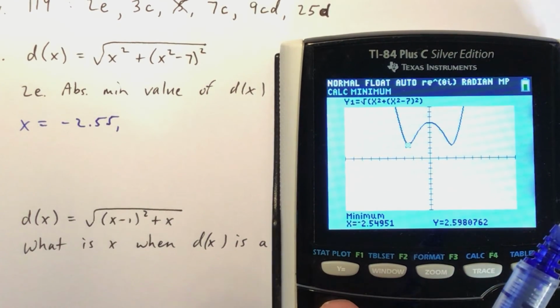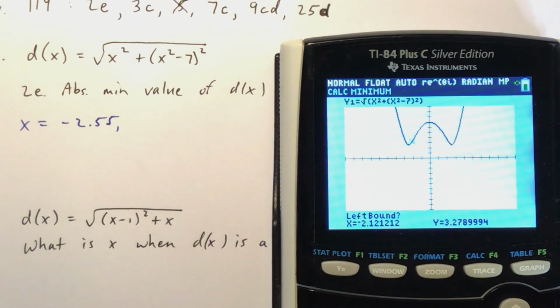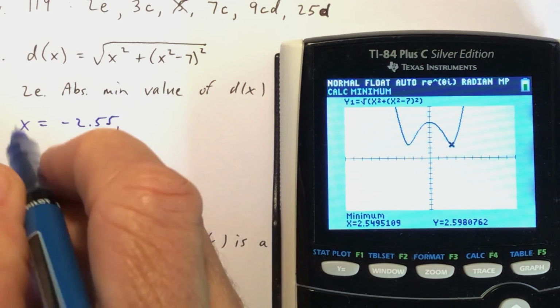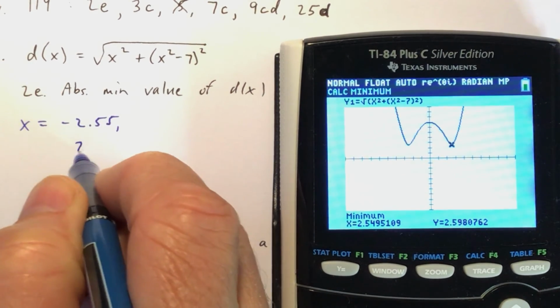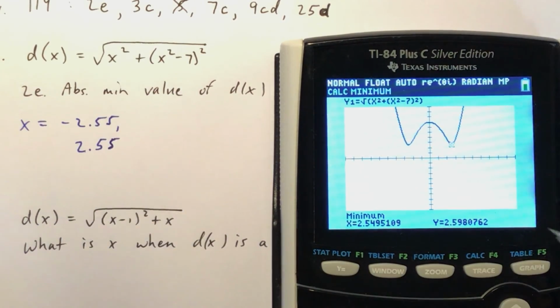And then if you want to repeat that same thing for the minimum value on the right-hand side, you again calculate minimum. You can move the cursor over here anywhere, and then when asked for a right bound, you want to move the cursor to the right of that minimum. You can see in Desmos it's a lot less work. You just click on the point and you'll get x equals 2.55 also. You can round to the nearest 2 digits after the decimal, and we still get that same minimum value for the function d of x, which represents the distance from (0, negative 1) to the point on the curve.